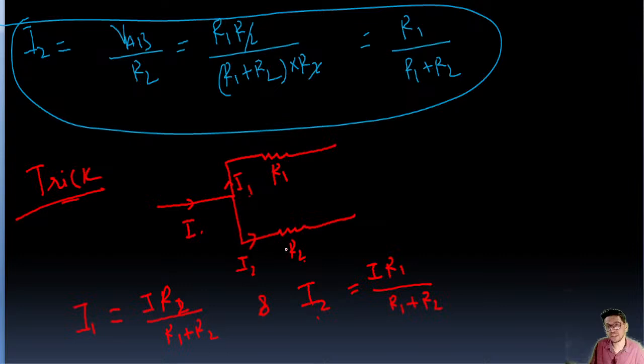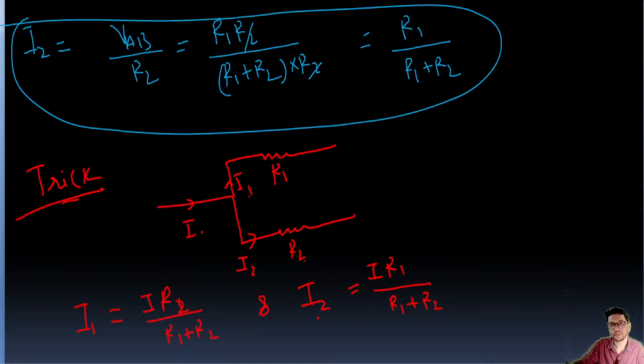So we multiply I. If we have to find I2, we just multiply the other resistance, R1, into I upon R1 plus R2. So by the trick you can easily find out, right? I1 means I R2 upon R1 plus R2, and I2 means I R1 upon R1 plus R2. Okay, so this is the divider rule, very important.